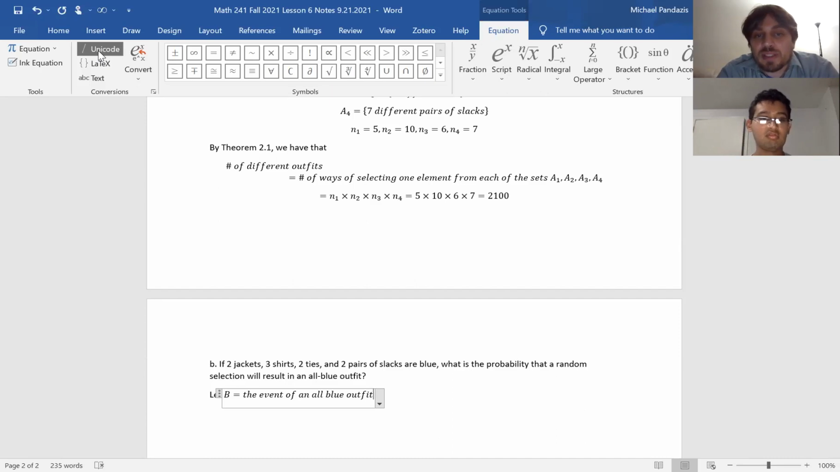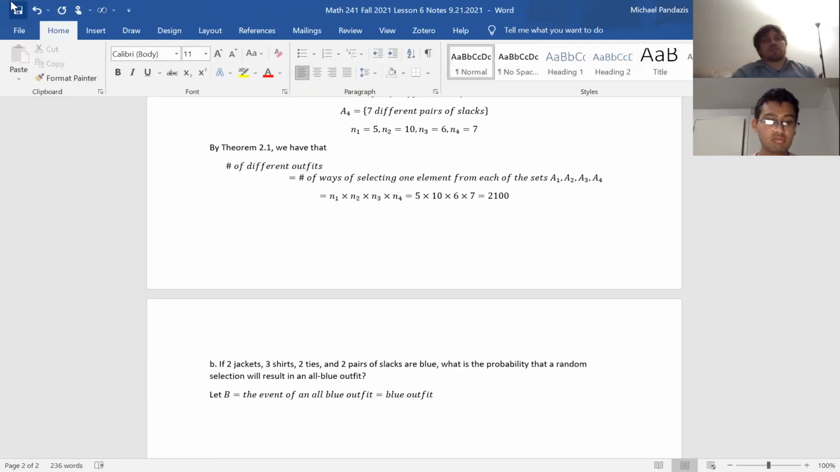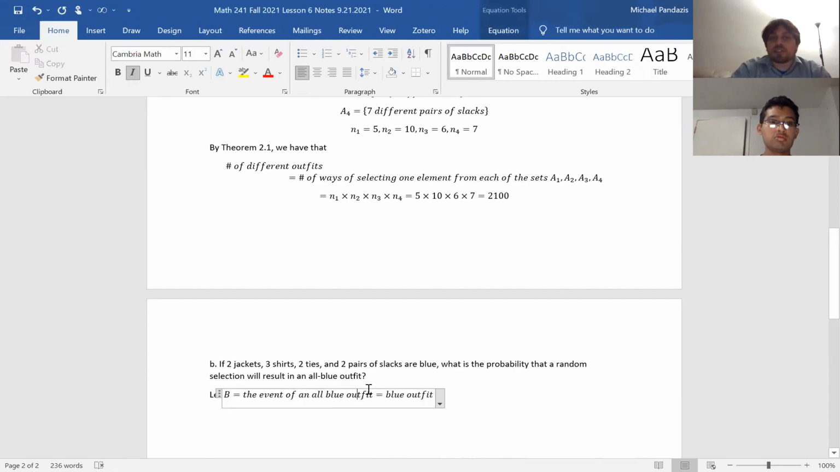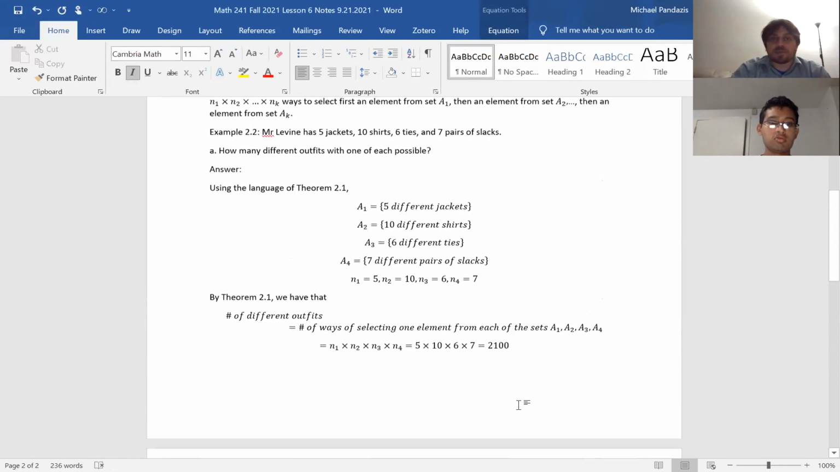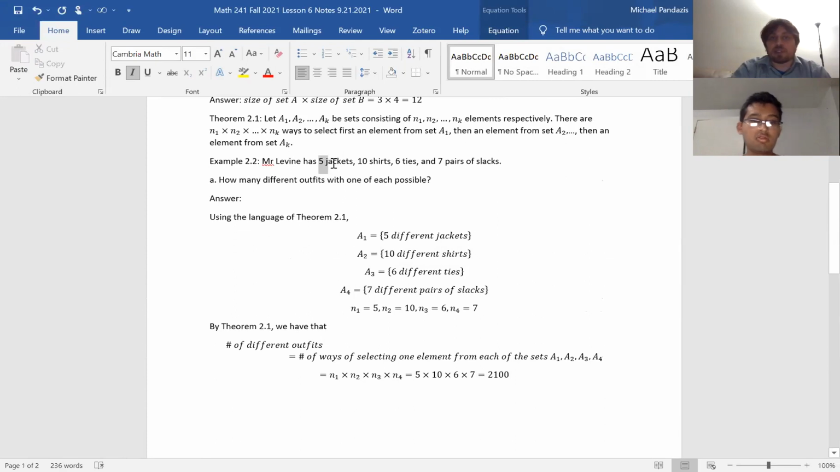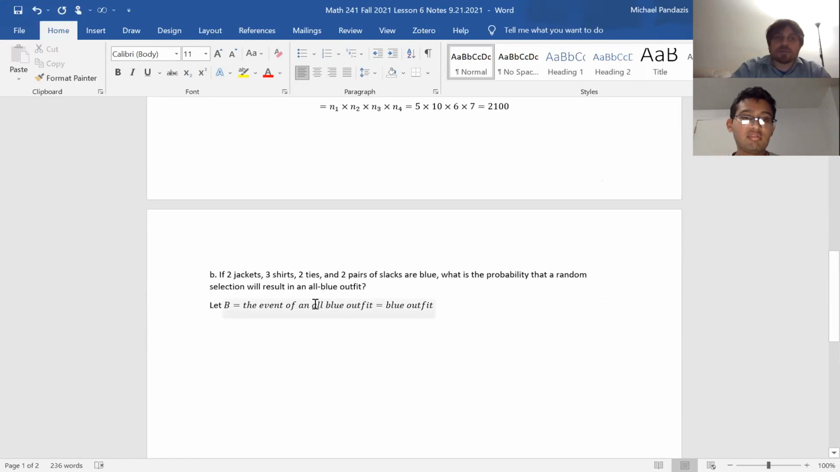I wrote the words the event of an all blue outfit. You could have also just written blue outfit. Okay, you could have said B equals blue outfit. Now, B equals blue outfit means we both understand that this is an event and you're abbreviating, right? This is so that you understand what I'm doing. B is the event of an all blue outfit. This consists of all the outfits in which everything in the outfit is blue. So all the outfits where you have a blue jacket and a blue shirt and a blue tie and a blue pair of slacks.